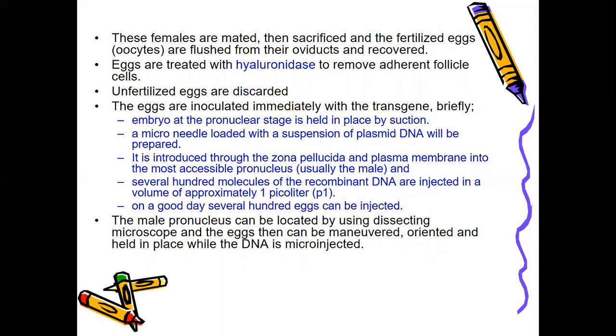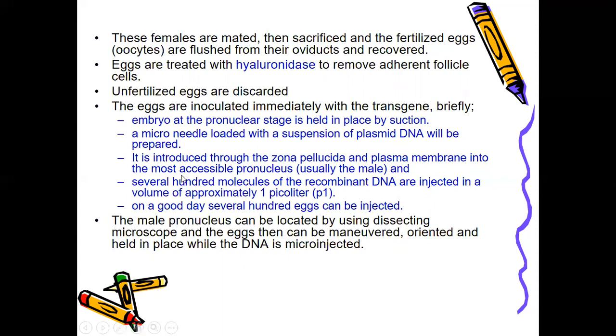These eggs are treated with hyaluronidase to remove adherent follicle cells. Unfertilized eggs are discarded, and these eggs are inoculated immediately with the transgene. Embryo at the pronuclear stage is held in place by suction. A microneedle loaded with the suspension of the plasmid DNA is prepared.